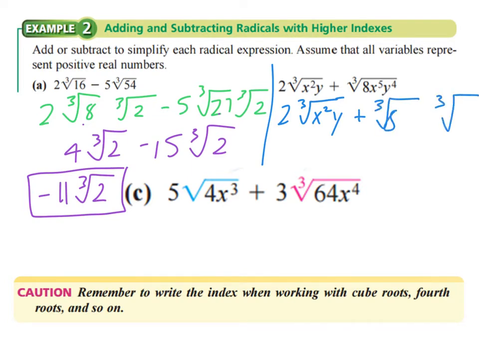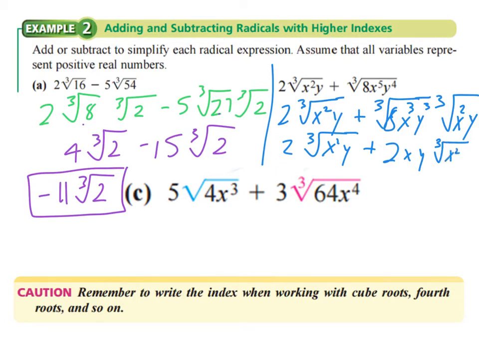We can cube root 8 perfectly. We can cube root an x cubed and a y cubed. And that leaves us with an x squared and a y still inside the radical there. So we would have 2 cube root of x squared y plus 2xy and the cube root of x squared y.